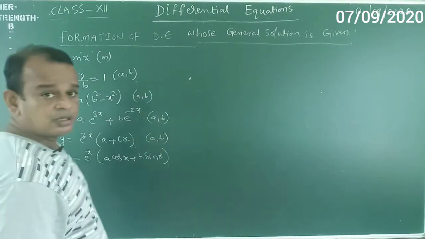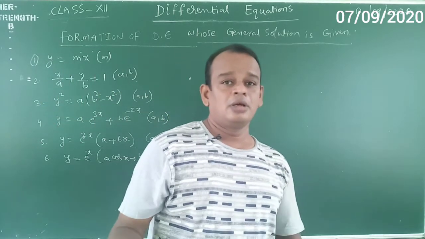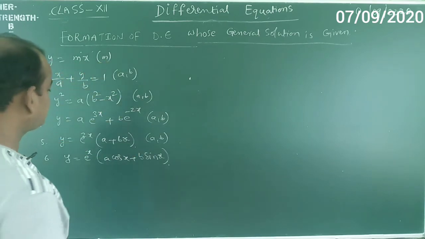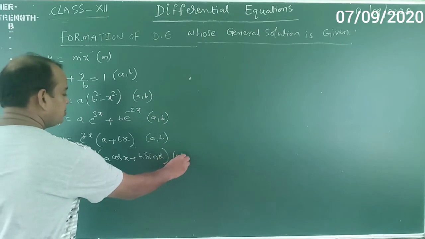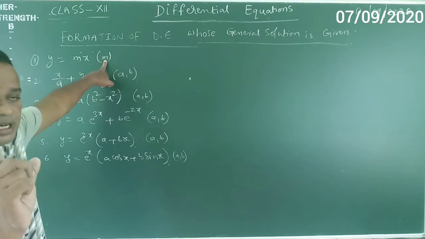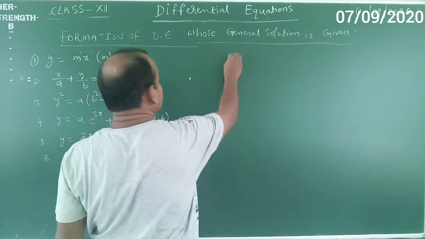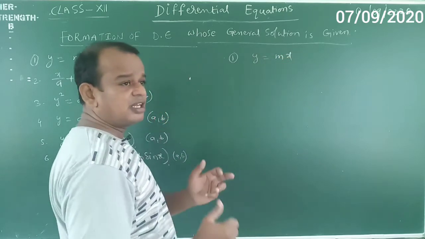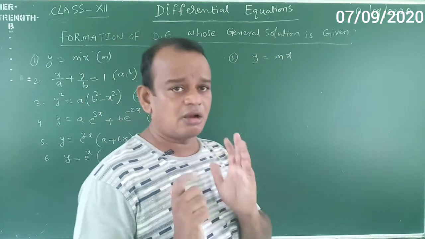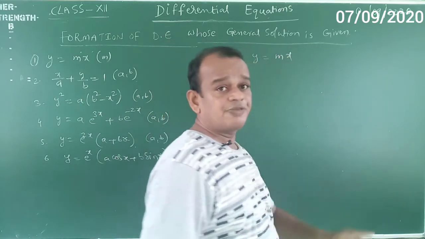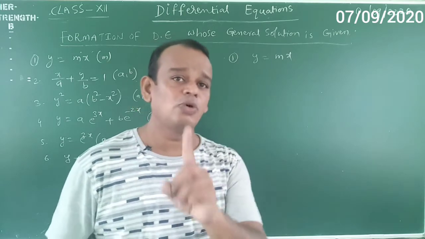Okay my dear students, how to do the problems? These general solutions are given. First one, y is equal to mx, where in the brackets are the arbitrary constants. Here also the arbitrary constants a, b. Here m is the arbitrary constant, so how many times differentiation? Only one time. We take the given equation y is equal to mx. Already I explained the equation containing the dependent variable, independent variable and the constant: x, y and m. Our goal is to remove this m. How many times differentiation? Only one time, because it has only one arbitrary constant.